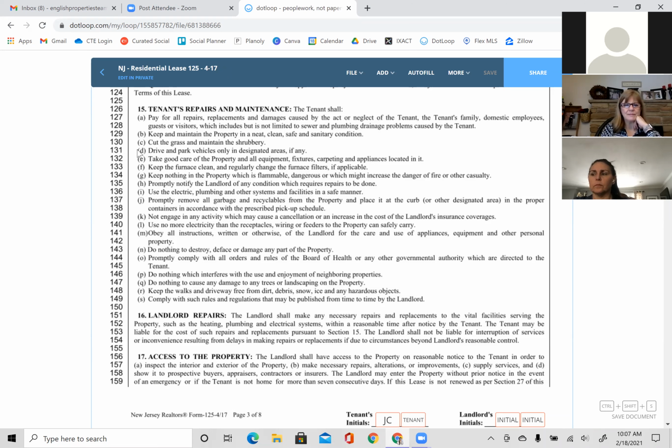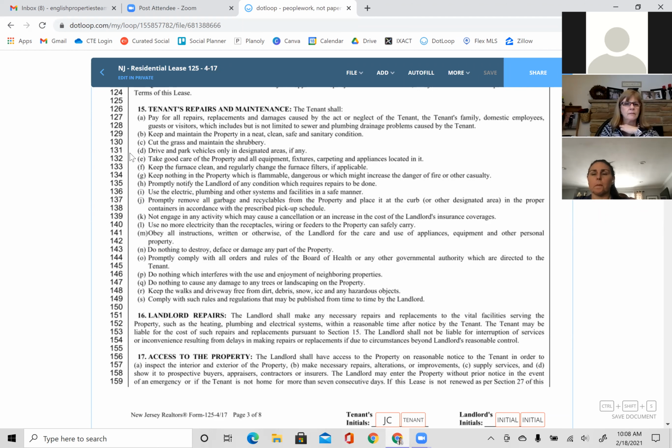Driving and putting their vehicles only in the designated areas. So that would be something that you would think would be really obvious, but you never know sometimes. So don't drive on the lawn, right? Don't park your cars on the lawn. They should be in the driveways or on the street, or if, say, there's designated parking spots. If it's a condo, they have their assigned spots.